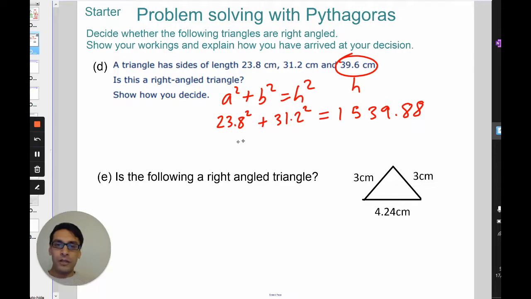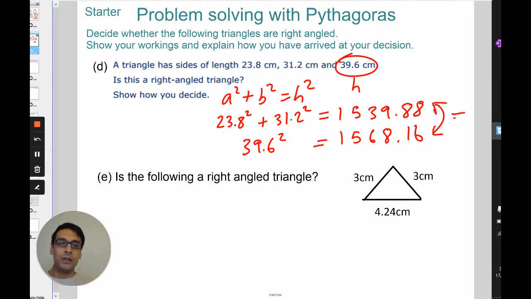And now we can work out H squared from this. So 39.6 squared. Now, if it turns out to be the same, then this is a right angle triangle. So 39.6, make sure you can do this on your calculator. You do get 1568.16. Now, obviously, they're not equal. These two things are not equal to each other. Therefore, it's not a right angle triangle. It is a triangle, but not a right angle triangle.